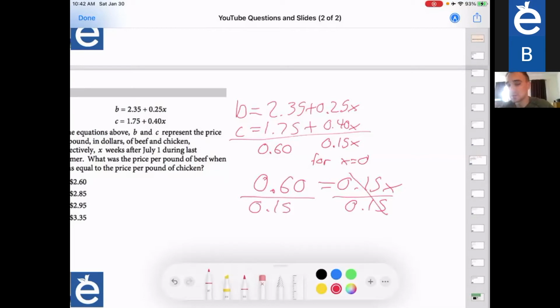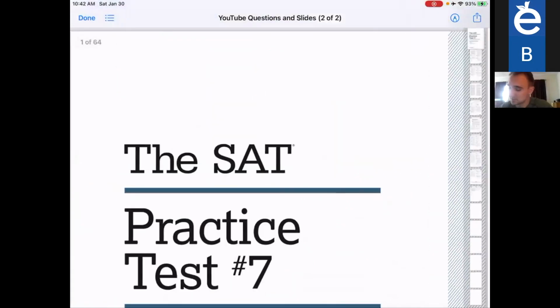15 goes into 60 4 times. Same thing here with 0.6 and 0.15. X will be equal to 4. So after 4 weeks, they'll be equal to each other. But that's not the question. The question is, what is the price when they are finally equal to each other?